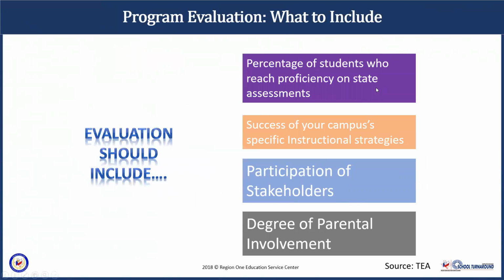Okay, how well did our specific instructional strategies that we put into place on the campus or in the district do? What kind of job did we do with having our stakeholders participate in decision making, in assessment writing, and in program formative evaluation, or formative assessment rather? And then how do we include parents? What was our degree of parental involvement? So those are the 4 cornerstones of a program evaluation.